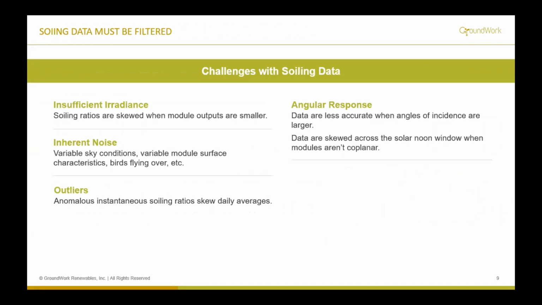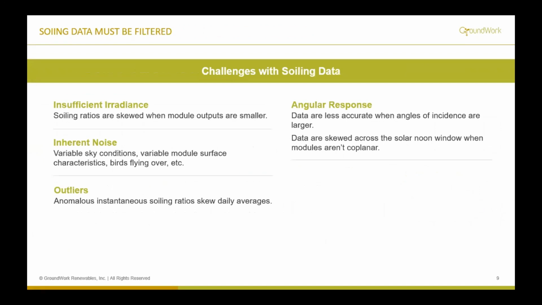And speaking of variability, at the risk of sounding like a broken record, soiling data can be very noisy. Filtering noise is really just averaging over the course of a day. You get a lot of chatter in those data. That noise can come from variable sky conditions, variable module surface characteristics, birds flying over. You have two sensors with a large surface area, so you're bound to get a lot of noise in there.